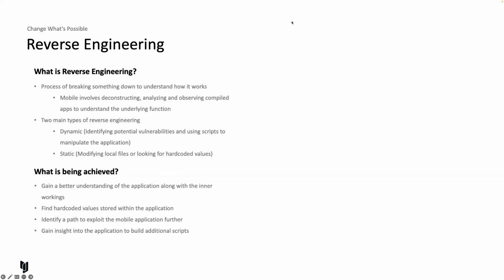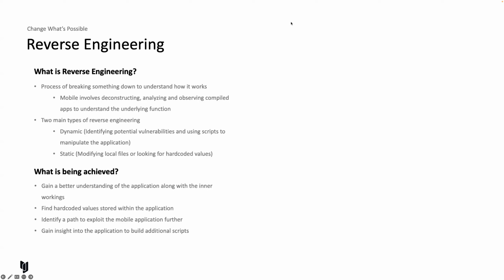Reverse engineering, just quickly, we're going to talk about what it is and what is trying to be achieved. Really, what is reverse engineering? It's the process of breaking something down to understand how it works. In mobile, that involves deconstructing, analyzing, and observing compiled apps to understand the underlying functionality. The whole goal is to take apart the application, look at the code, and figure out exactly what it's doing: find vulnerable sections, vulnerable blocks of code, things you can exploit, hard-coded secrets, a whole bunch of stuff.